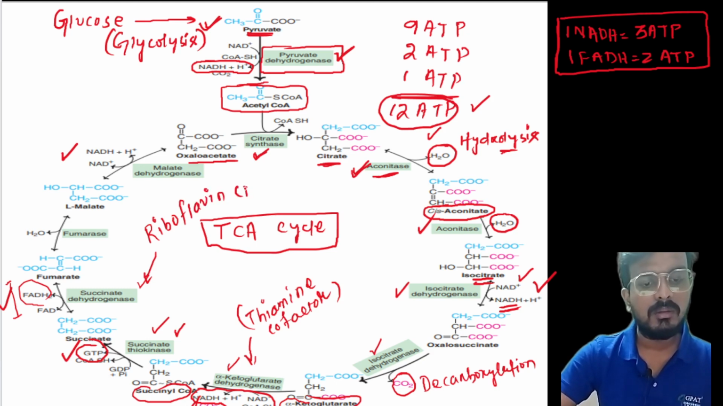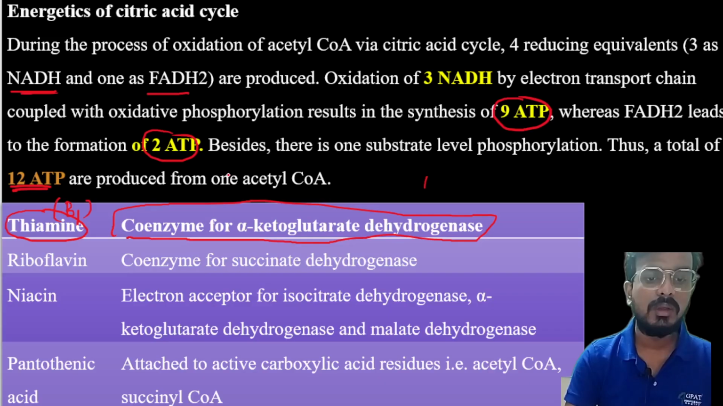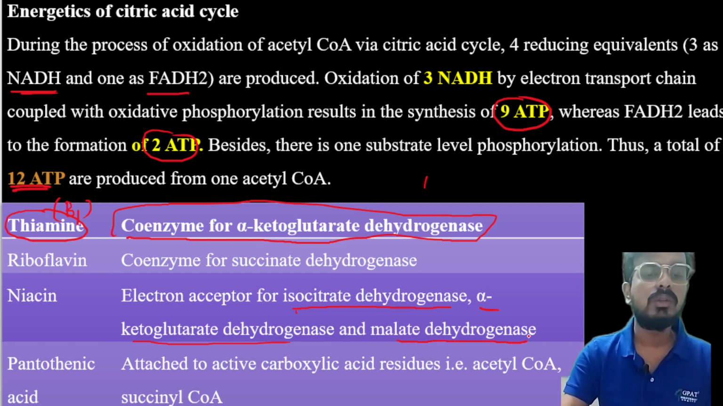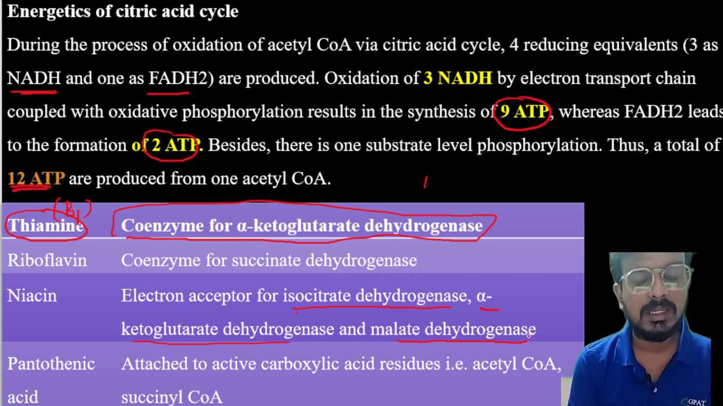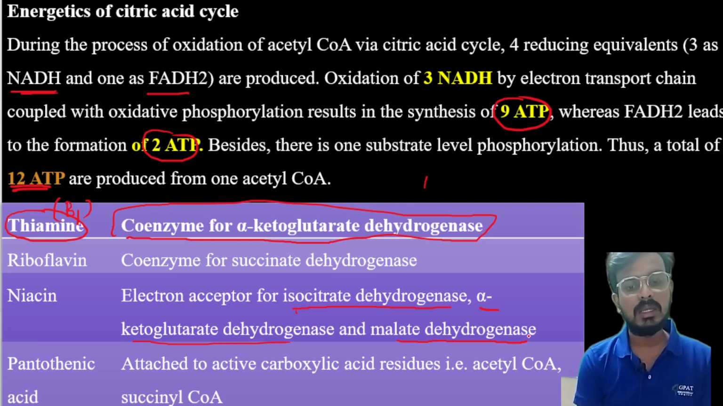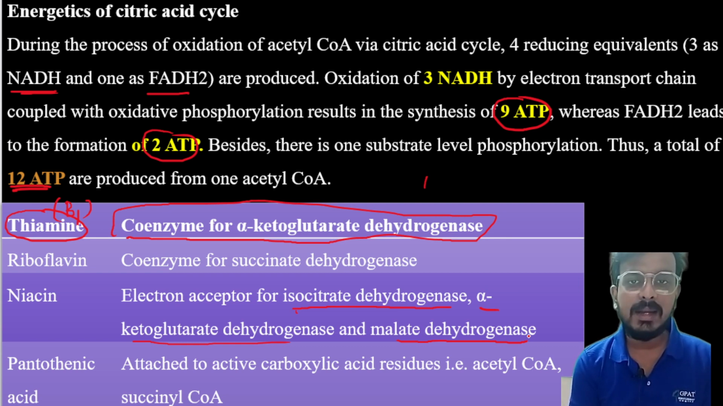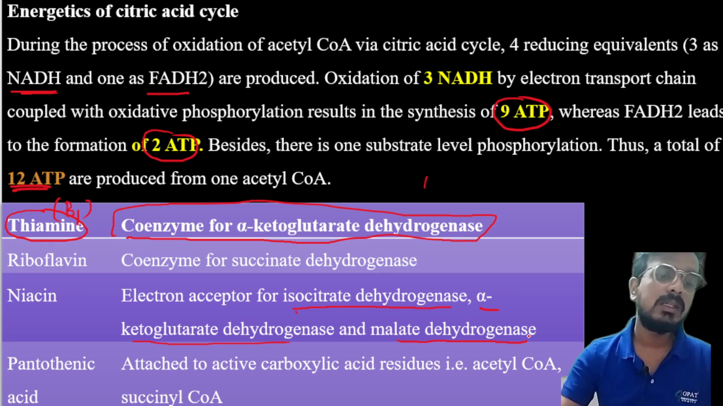Riboflavin, vitamin B2. Similarly, niacin is an electron acceptor for isocitrate dehydrogenase, alpha ketoglutarate dehydrogenase, and malate dehydrogenase. So this is a coenzyme. Niacin basically acts as your electron acceptor for isocitrate dehydrogenase, alpha ketoglutarate dehydrogenase, and malate dehydrogenase.